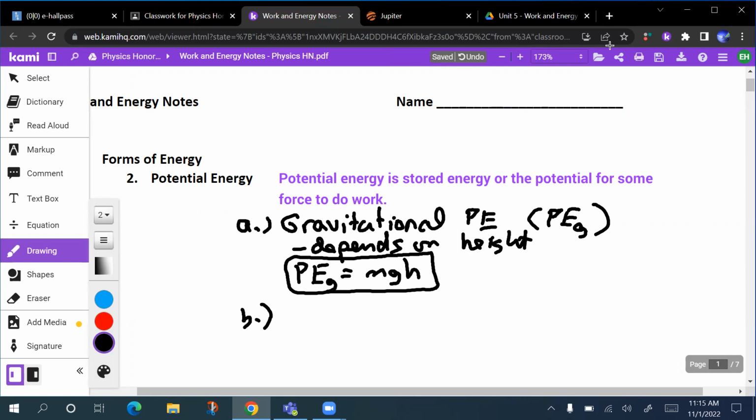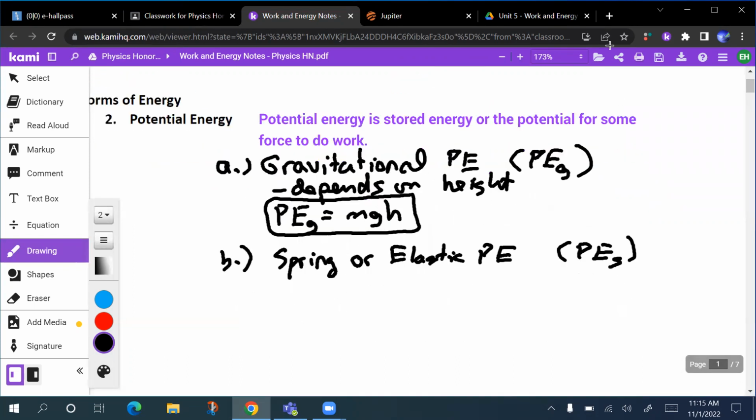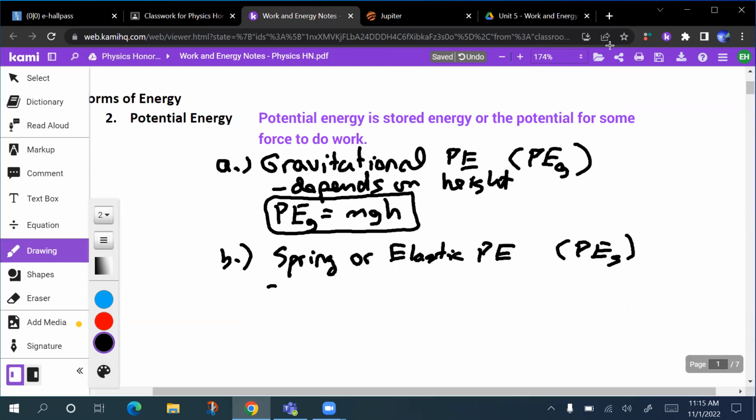The next kind of potential energy is the potential energy stored in a spring. So we can call this spring or elastic potential energy. And we're going to be abbreviating this PE sub S for spring potential energy. Okay, this is the energy stored in a spring. But specifically, it's the energy stored in a stretched or compressed spring. So the spring has to be deformed from its natural length.